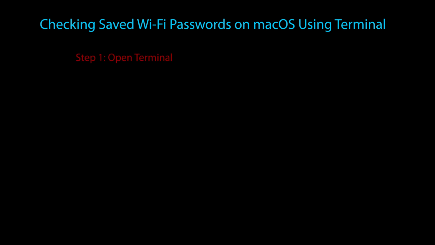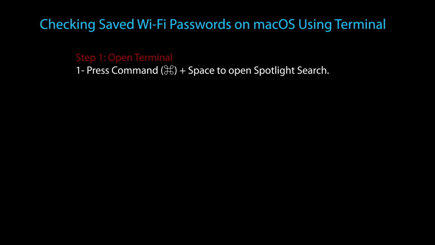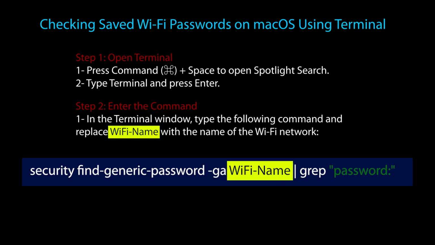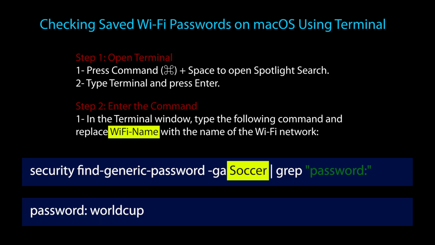First, you need to open Terminal. To do this, press Command plus space to open Spotlight Search. Type Terminal and press Enter when you find it. Then you just need to type in this command. Of course, you should replace Wi-Fi name with the actual name of the Wi-Fi you're looking for. When you enter the command, it should show you something like this, which is the password.